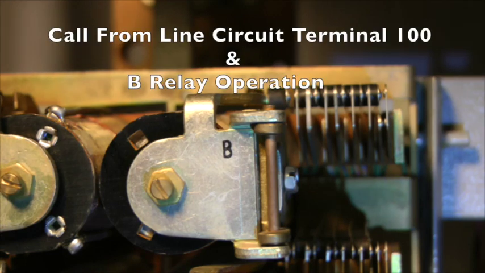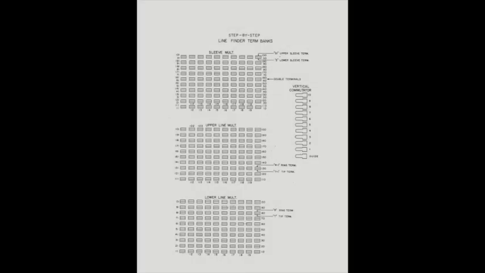Now we're going to briefly look at the differences that occur on a call that requires the use of the B relay. So let's assume that all conditions are exactly the same as in the first scenario, except that our originating line circuit will be terminal 100 instead of terminal 00. Once again, we will be using line finder number 1 and bank number 1.